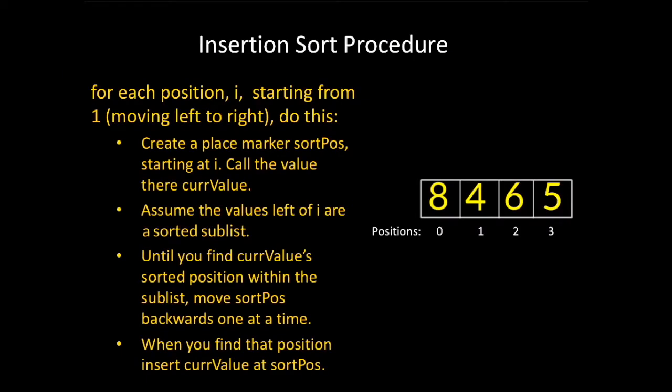Here is the slightly more detailed insertion sort procedure, where all we're really going to add is a loop counter I, which keeps track of where the unsorted portion of the list begins, and a place marker sortPos, which keeps track of our place while scanning backwards through the sorted portion. Let's see it done real fast.